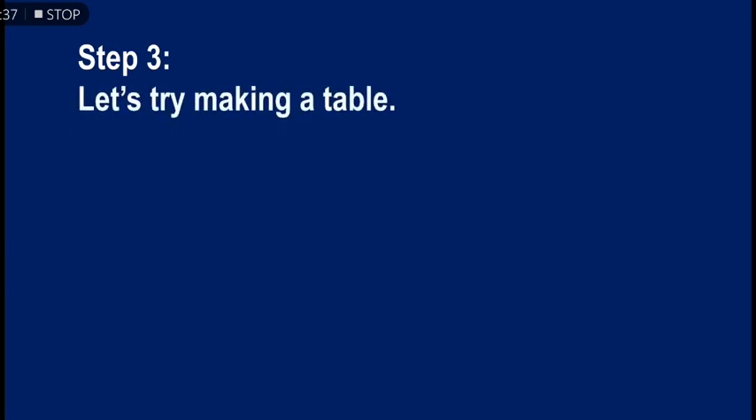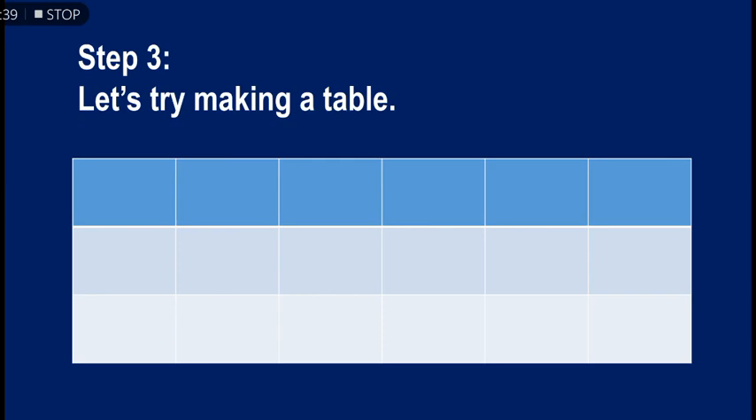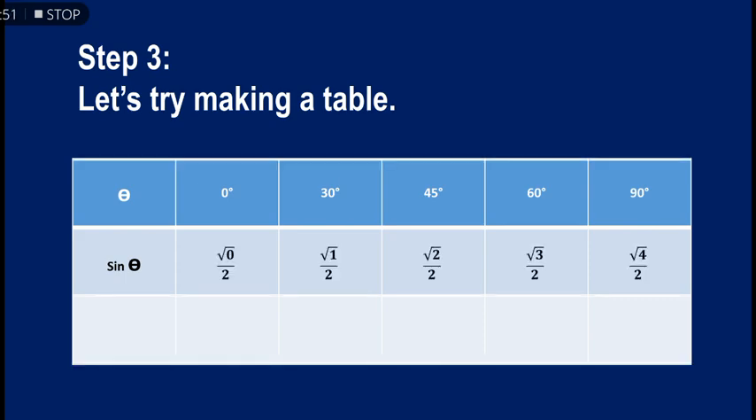Step 3. Let's try making a table. Here is a table that contains 3 rows and 6 columns. Enlist all the angles that we have stated in the previous slide in the first row. Write sine of theta in the first cell of the second row. And then enlist the values of sine of 0 degree, 30 degrees, 45 degrees, 60 degrees and 90 degrees in the respective cells in the second row.